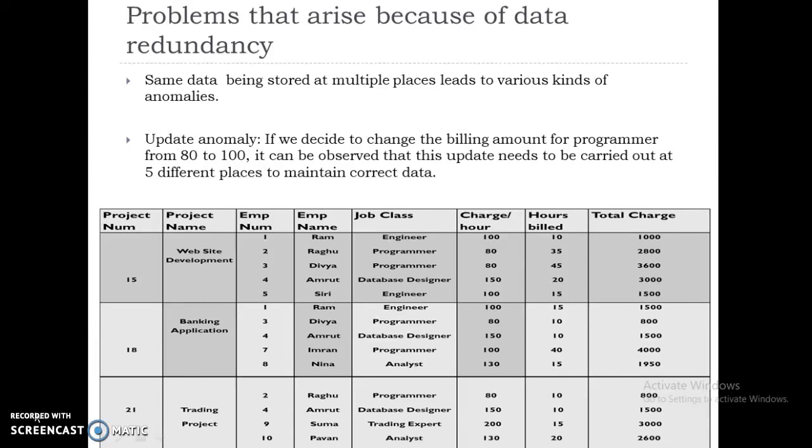So now let us discuss the various kinds of anomalies that might come up because of having redundancy in our data. The first kind of anomaly that we'll discuss is an update anomaly. An update anomaly typically means that when you're trying to update data at any one given location, because of the inherent redundancy, you will be forced to do it at multiple places, and this might lead to inconsistency later on. For example, if we decide to change the charge per hour for a programmer from 80 to 100, we notice that even for this small simple example, we'll be forced to do that update at 5 different places.